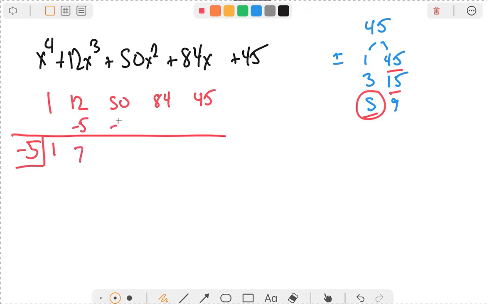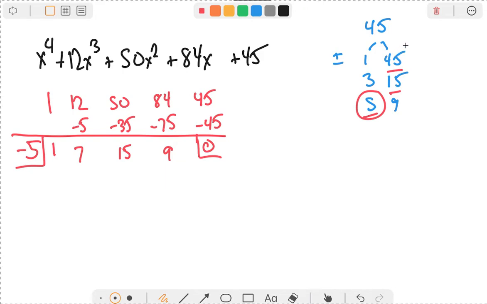7, negative 35, 15, negative 75, 9, negative 45. Woohoo! Sometimes you can narrow things down. That doesn't always work. Okay, so now I'm down to 9.